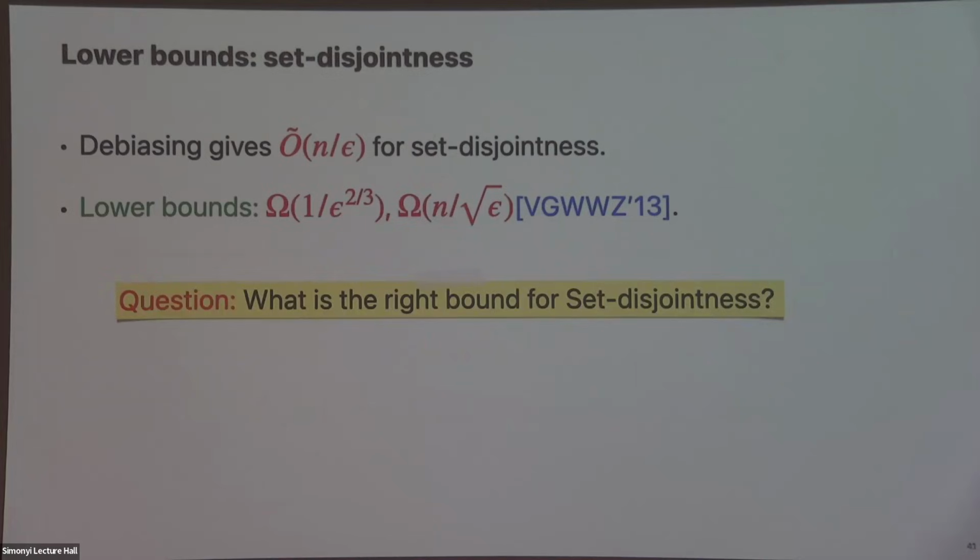Let me just tell you the state of the art for set disjointness in case one of you wants to solve it. Debiasing will give us an n over epsilon upper bound. That's the best upper bound we know. In terms of lower bounds, just because it's Boolean, you have a 1 over epsilon to the 2/3 lower bound. There's also this lower bound of n over square root epsilon, which is about 10 years old. And what is the right bound for set disjointness? We really don't know. It's entirely possible that there could be an n over epsilon to the 2/3 upper bound. It's also quite plausible that n over epsilon is a lower bound.